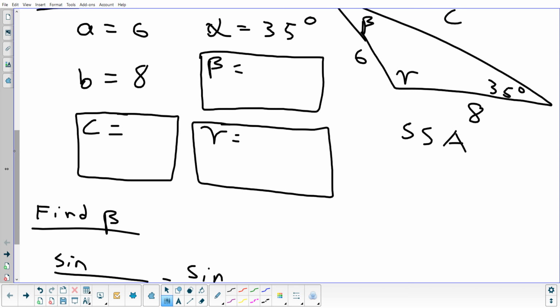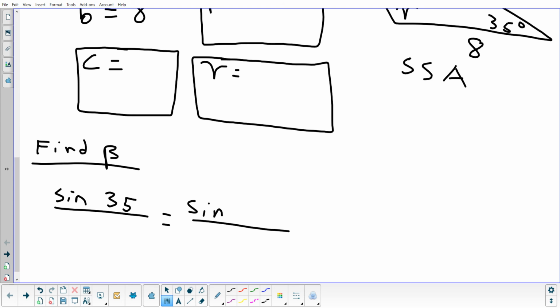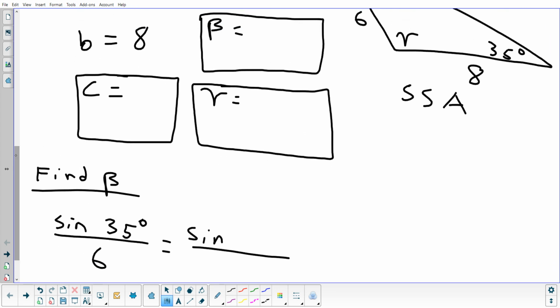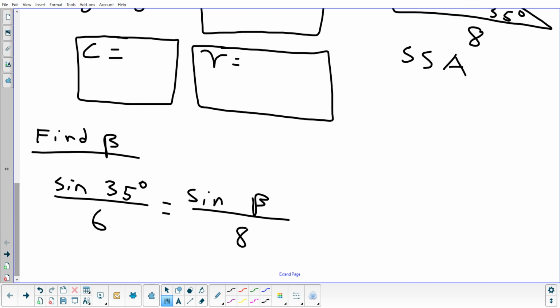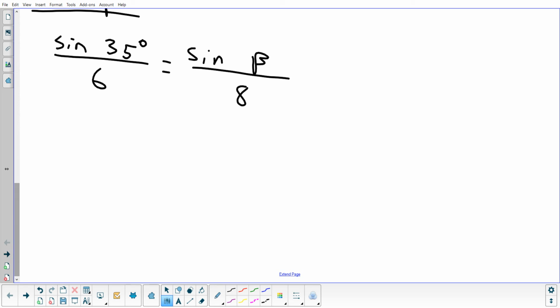Can anybody tell me what I can put on the left-hand side to set up the proportion? Yep. Sine 35 over 6. Doesn't matter, you had to put that on one side or the other. So we put it on the left. And what's going to go on the right side? Yep. Sine of beta over 8. Okay, so we're going to cross... well, actually, we don't even need to cross multiply. Just multiply both sides by 8. Okay, and that'll get the sine beta by itself.